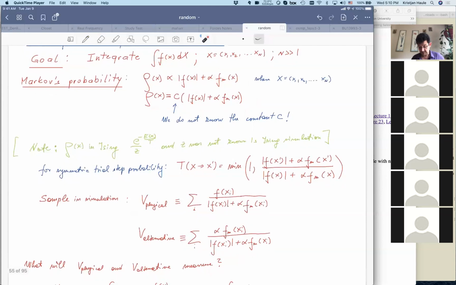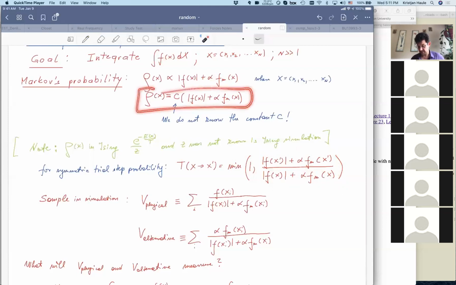Now, let me explain why this constant is not known. Let's say that our trial steps are symmetric, because that's the easiest. Let's say that we do simple trial steps such that we just change one of the x points, in one dimension. So this is symmetric, and we can forget about the trial step probability. Then the transition probability is just this simple thing. It's either 1 if this ratio is bigger than 1, or it's this ratio between the old configuration and the new configuration.